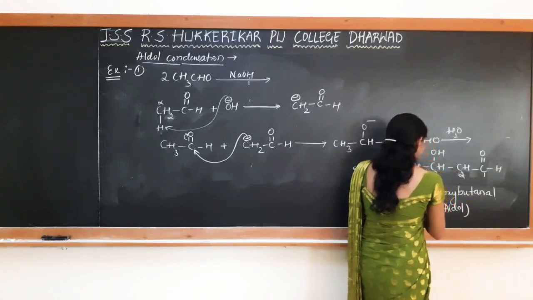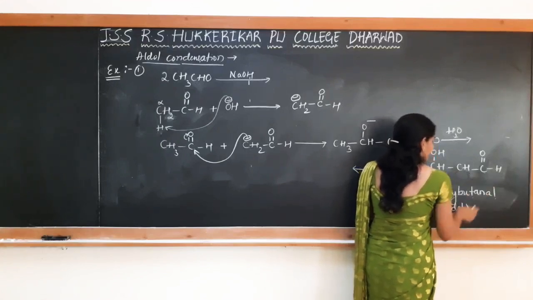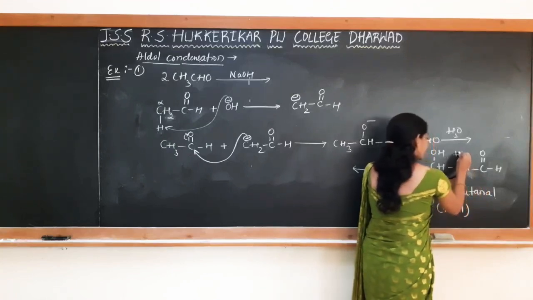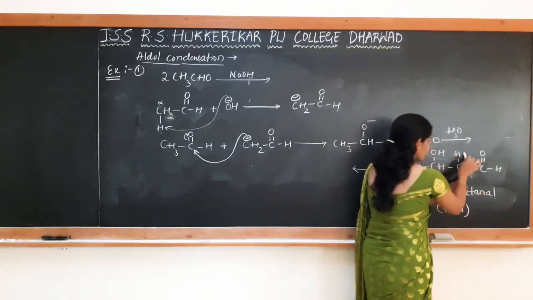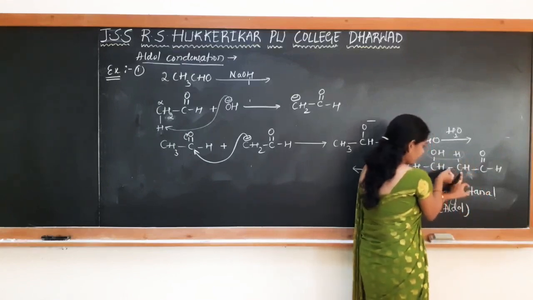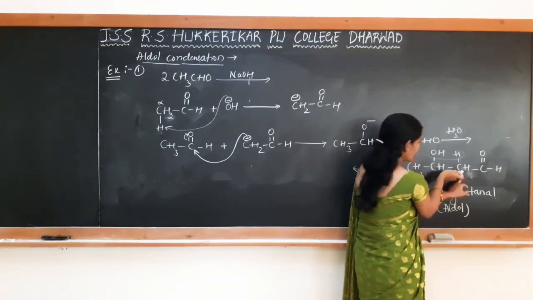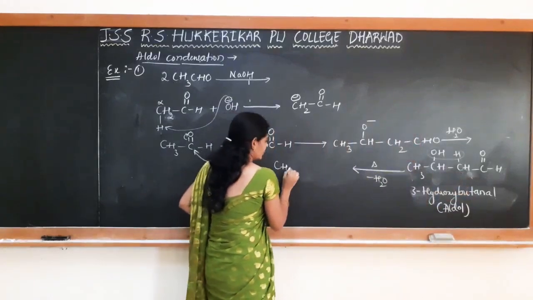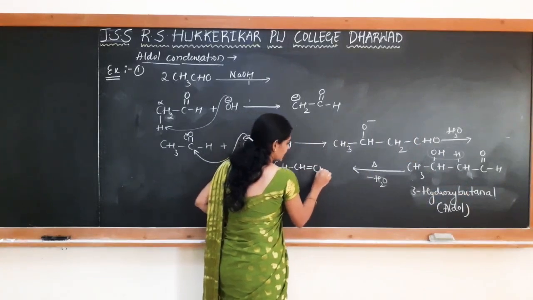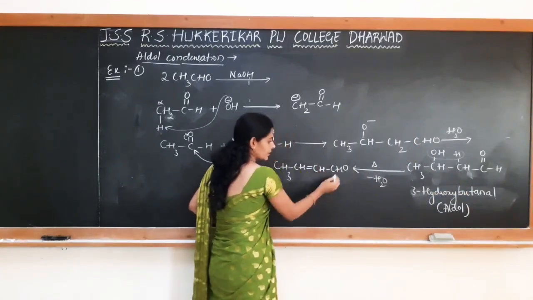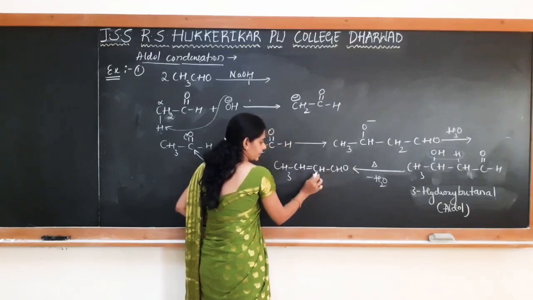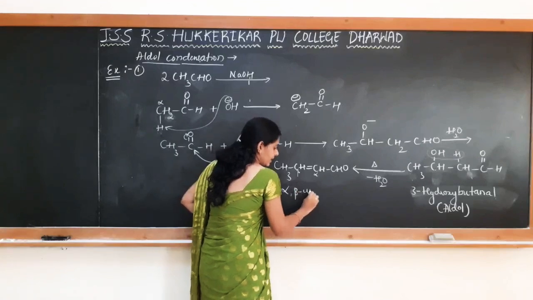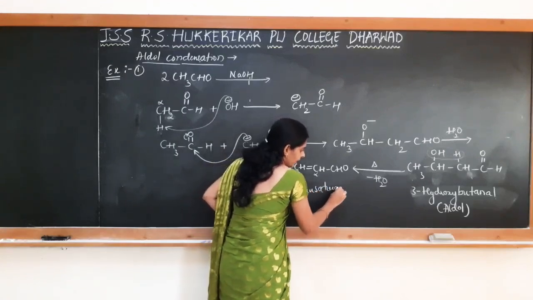On the second carbon, I have a CH2 group, right? So from here, one of the hydrogens I write here. Now this goes out as H2O and there is a formation of a double bond here between the second and third carbon atoms. So the product formed is CH3 CH double bond CH CHO. So this is alpha carbon, functional group, alpha carbon, beta carbon. So this is alpha beta unsaturated aldehyde.